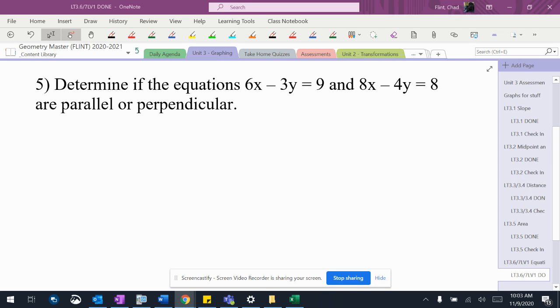So here's what I have going on with this kind of a question here. It asks if they're parallel or perpendicular. This used to be a super common question all the time that got asked. It very rarely gets asked anymore, but it doesn't mean it's gone away completely.